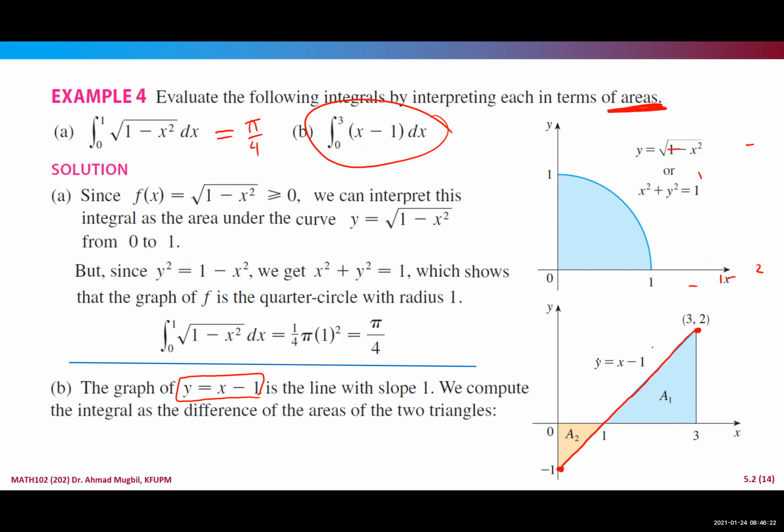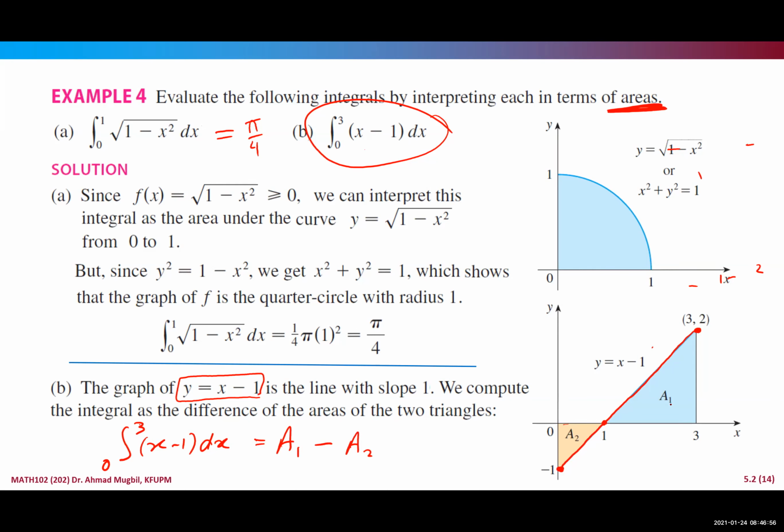And the integral here will represent the area between this line and the x-axis. Indeed, from 0 to 1, it is negative, because it equals 0 at 1. So before 1, it is negative. After 1, it is positive. Now, if you want to represent this integral from 0 to 3 as an area, it will be the area above the x-axis minus the area below the x-axis.